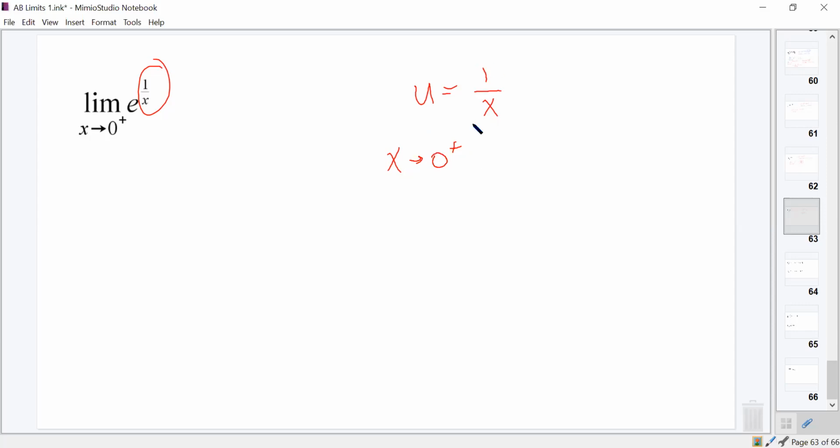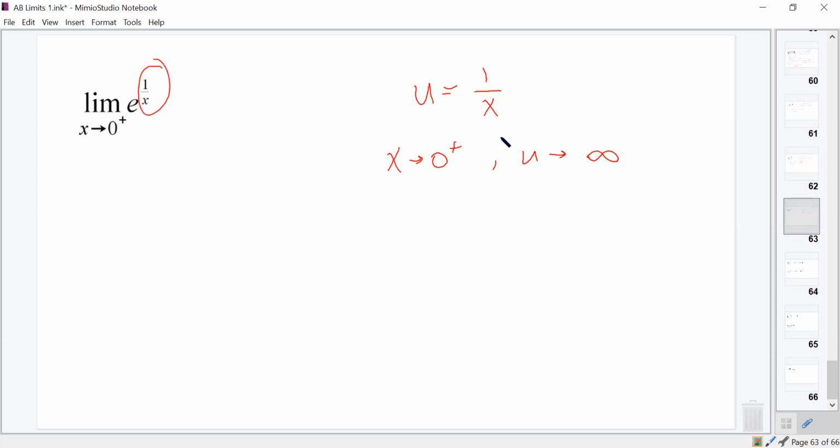what's happening to this 1 over x is the x values get very small, like 0.0000000. It goes to infinity, and it's going to go to positive infinity because we are approaching 0 from the right-hand side, which means that all of these values are positive, and 1 divided by a positive has to give us positive infinity. If I was approaching 0 from the left-hand side, we're not, but if I was, I'd have negative 0.0000001, which would make this u value negative. Everybody good with that?